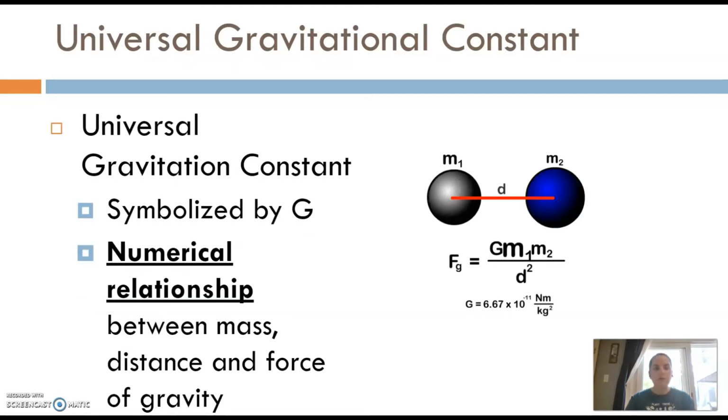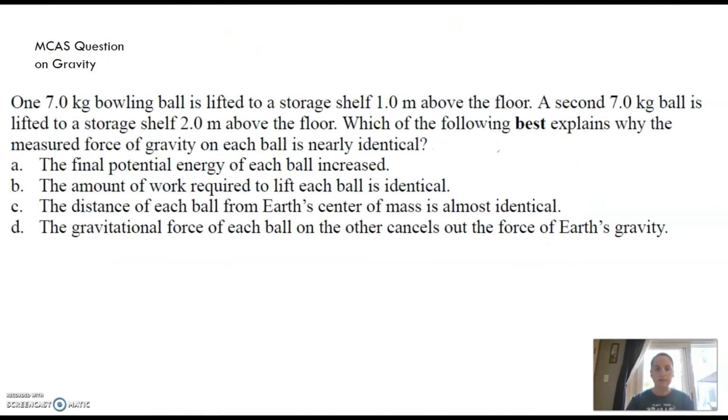And so the universal gravitational constant is called the capital letter G. And basically it represents the strength of gravity. As we know, gravity is a really weak force. And so G is also going to be on your MCAS formula sheet. It has a value of 6.67 times 10 to the negative 11th newton meters squared over kilograms squared. And again, it's this numerical relationship between mass, distance, and the force of gravity.